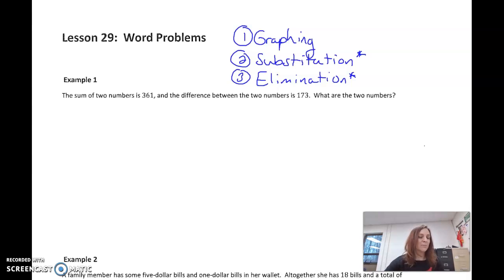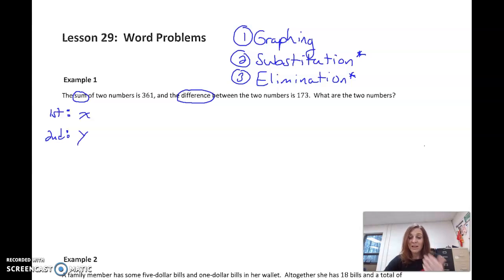So let me give you an example here. The sum, solution to an addition problem, of 2 numbers is 361. The difference, solution to a subtraction problem, between the 2 numbers is 173. What are the 2 numbers? Okay, so identify them. Your first number, call it X. Your second number, call it Y.